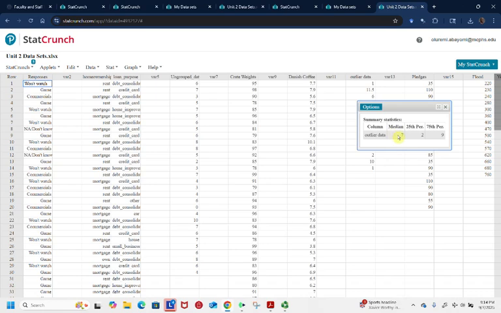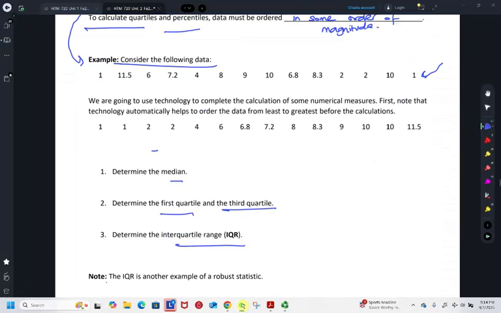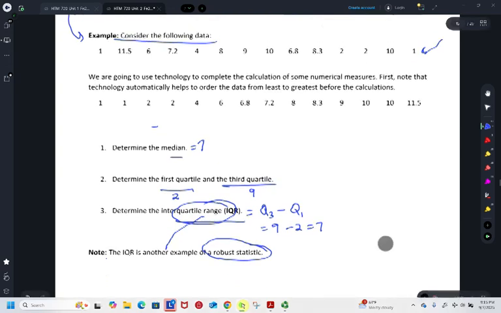So in this case, I can see that my median is 7, my first quartile is 2, and my third quartile is 9. So taking that back, median is equal to 7, the first quartile is 2, and the third quartile is 9. So my interquartile range is Q3 minus Q1, or 9 minus 2, which is equal to 7. Take note that the interquartile range, like the median, is also another example of a robust statistic that is not affected unduly by the presence of outliers.